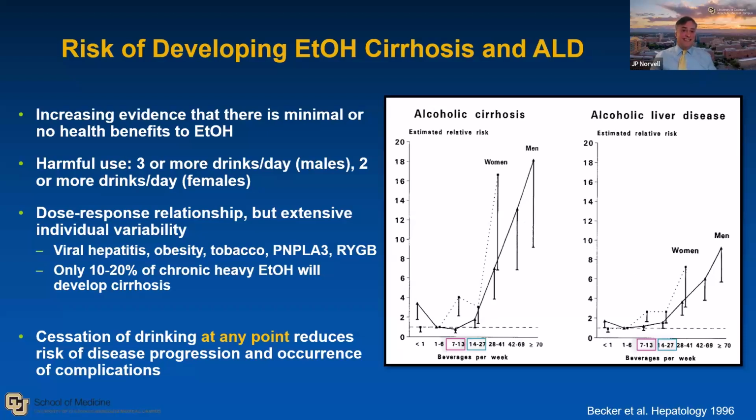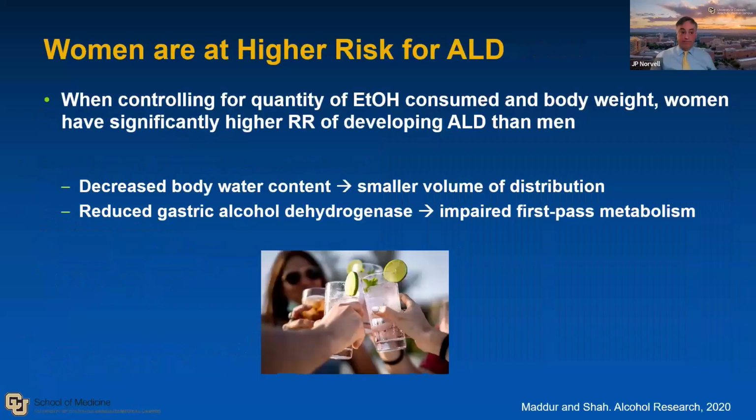If everybody drinks enough quantity-wise to develop cirrhosis, it's only about 10 to 20% of patients who actually will. However, those other 80, 90% of patients certainly are at risk of developing all of the other potential complications, including pancreatitis and increased risk of malignancies and diabetes and things like that. But a big teaching point here is that cessation of drinking at any point in the spectrum of alcoholic liver disease, including decompensated cirrhotics, reduces the risk of disease progression and occurrence of complications. So it's never too late to quit.